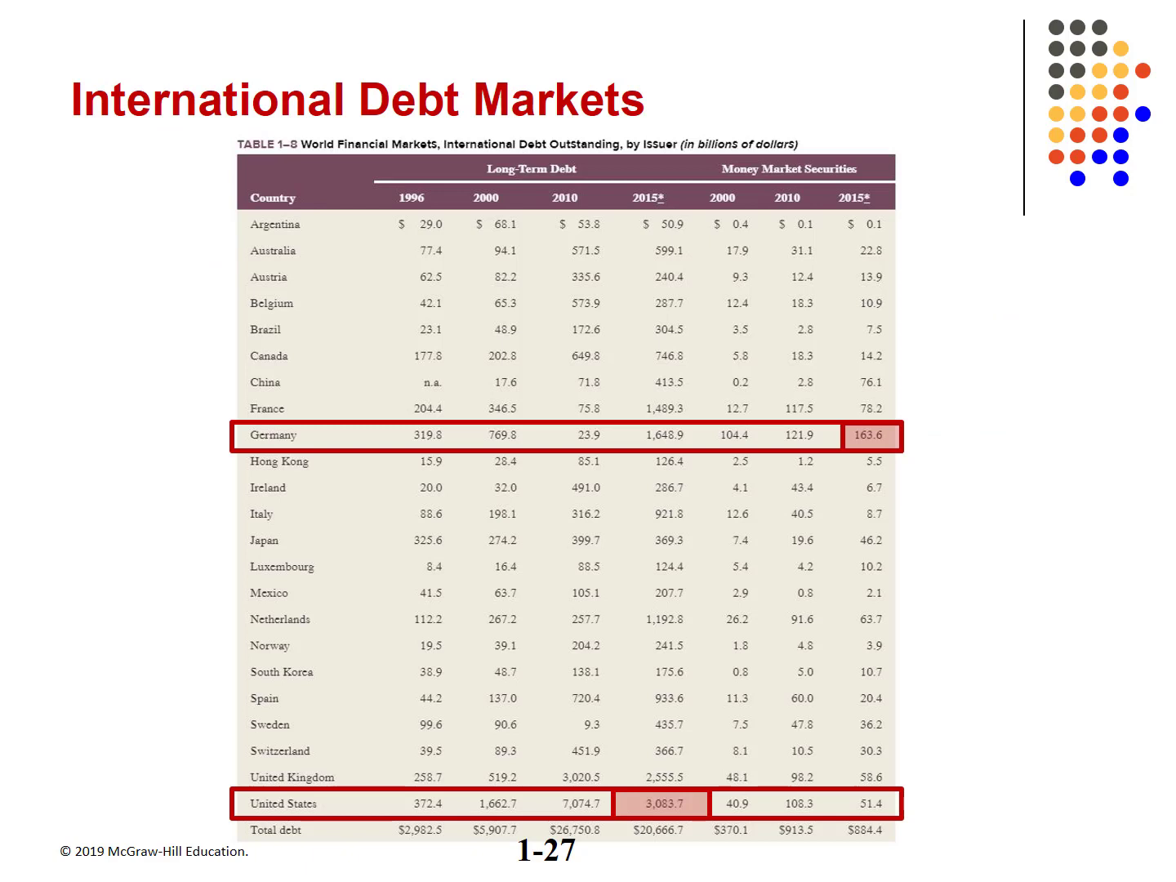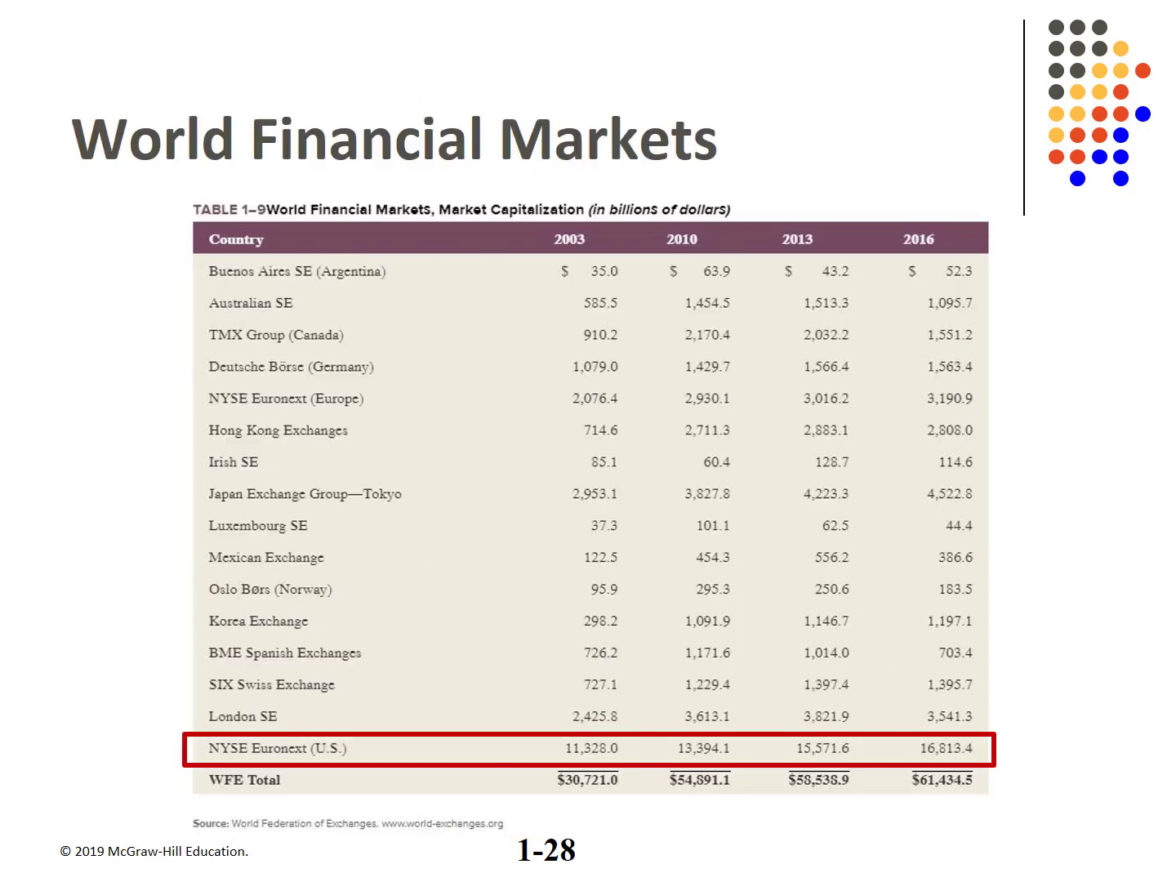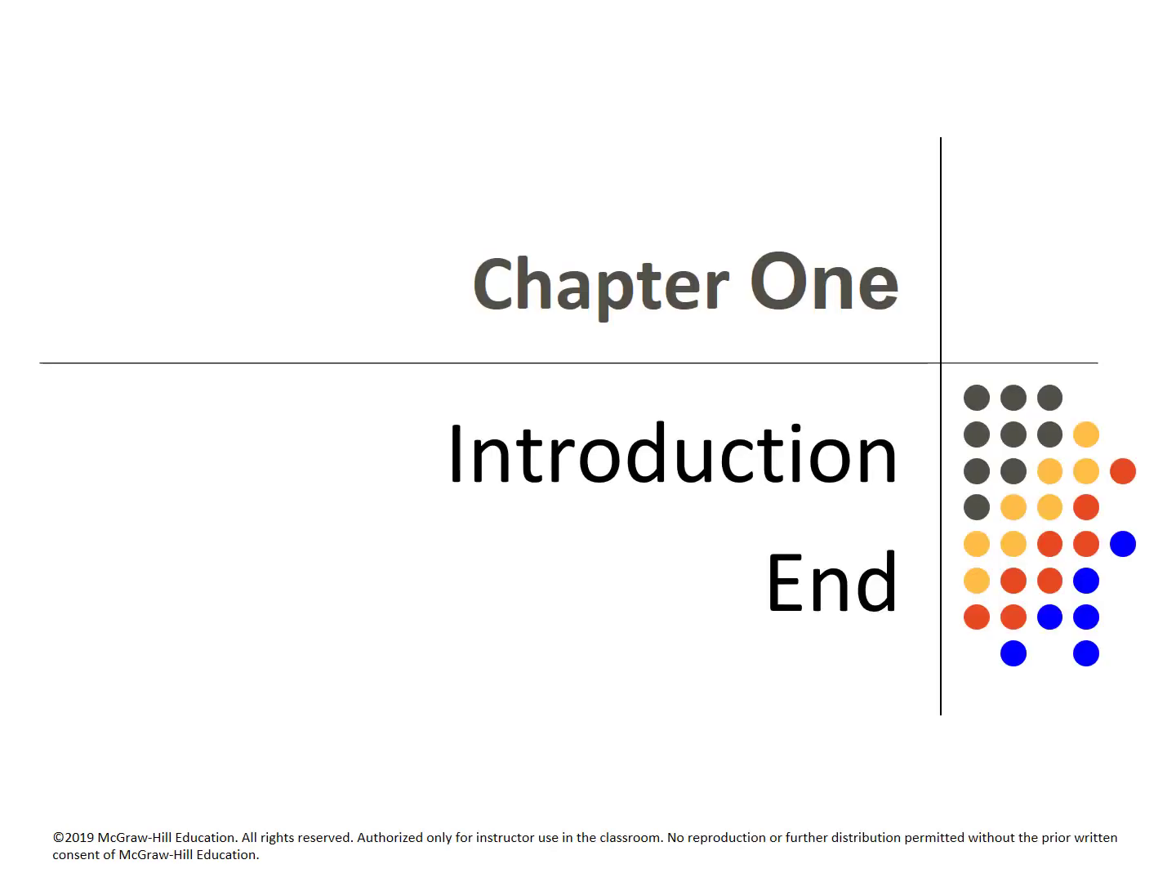The U.S. is the largest debt market, closely followed by the U.K. and Germany. Germany is the largest money market. The U.S. is the largest equity market, by far almost 4 times as large as the second largest, which is Japan. This ends the introduction to financial markets and institutions.